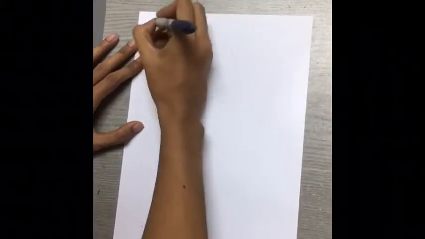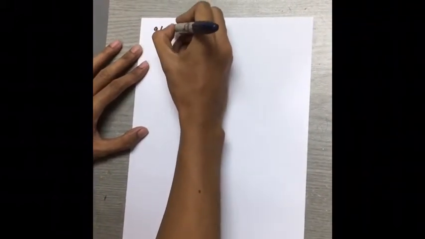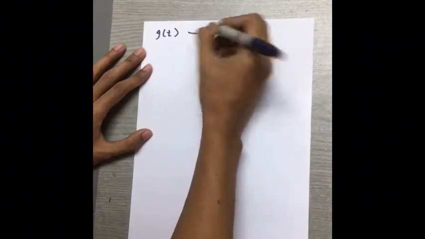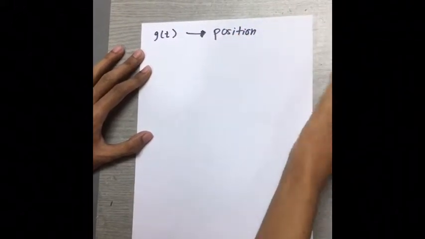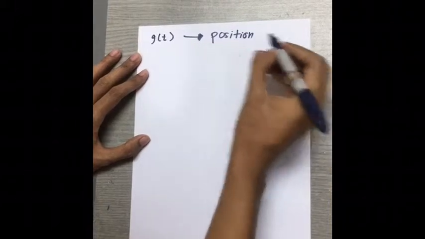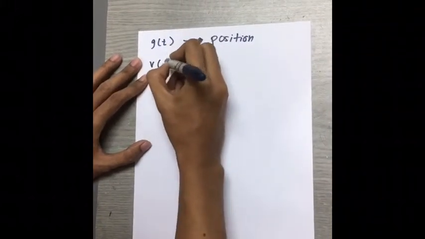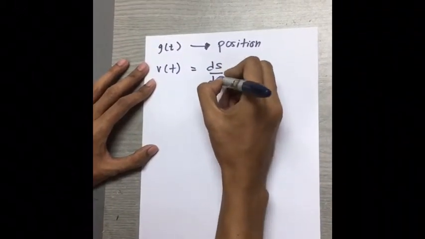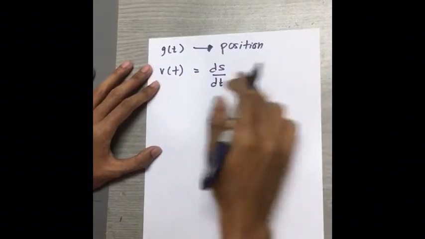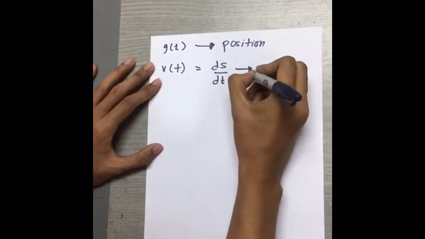Hi everyone, before we start our calculation, I will show you the concept about this question. First, the position function is s(t), which involves gravity. This is position. Next, the function of velocity. We can get that from ds over dt, displacement over time. This is velocity.